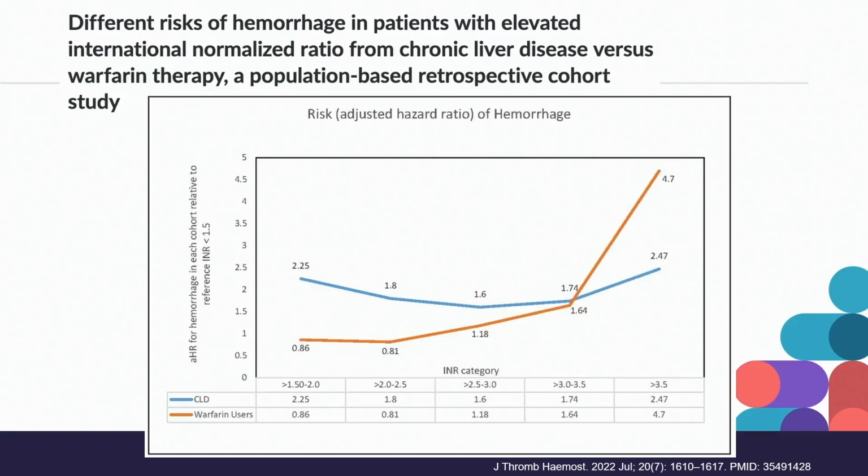When you look at the blue line there, these are the cirrhotic patients, and this was looking at about 80,000 patients, 14,000 of them with chronic liver disease. An elevated INR is absolutely associated with an increased risk of hemorrhage, but as that INR increased, that risk stayed about the same, whereas in patients on vitamin K antagonists, that risk of hemorrhage does increase exponentially. So yes, there's a risk of bleeding, but that risk is fairly stable as the INR increases.